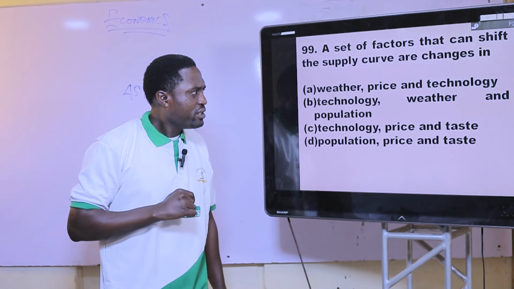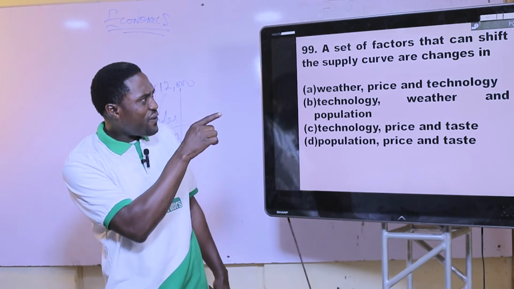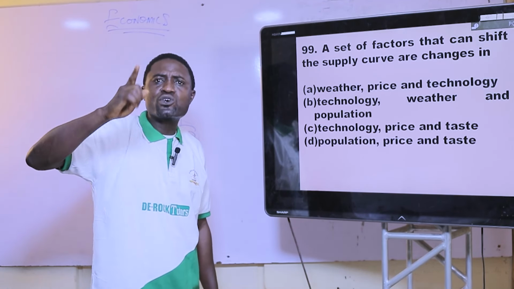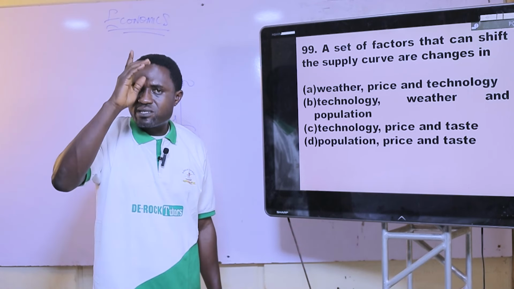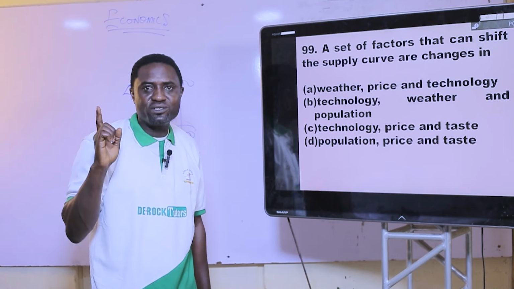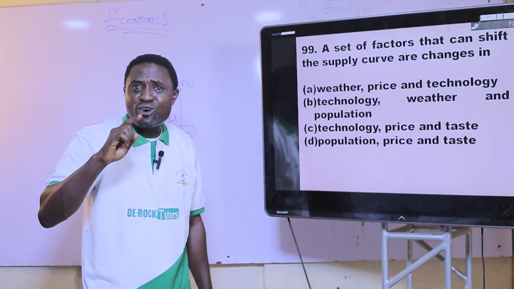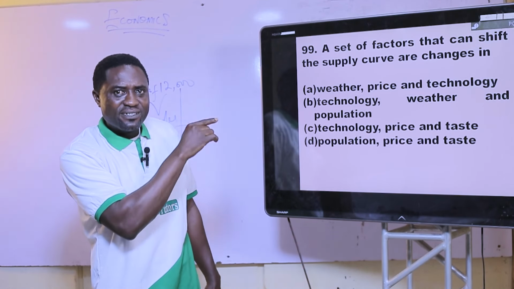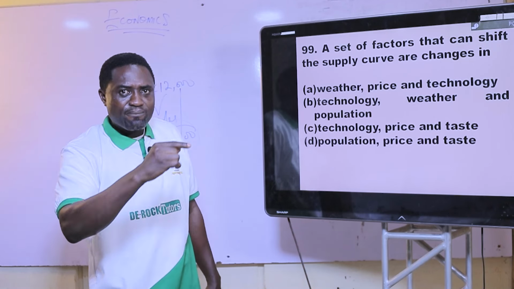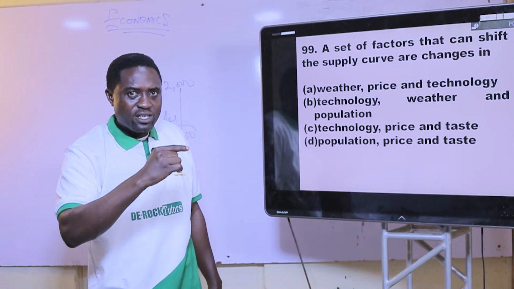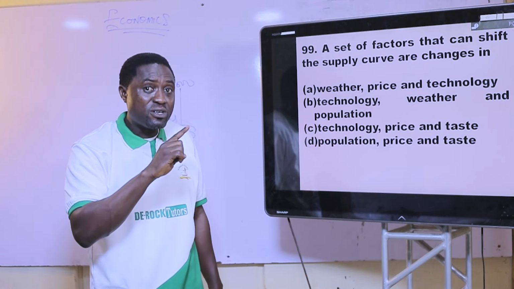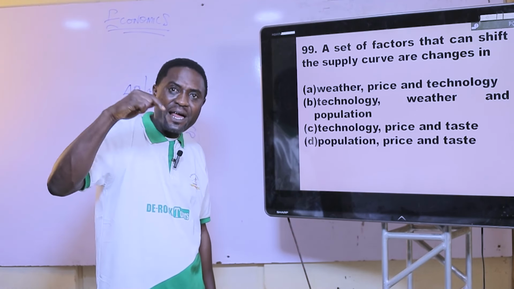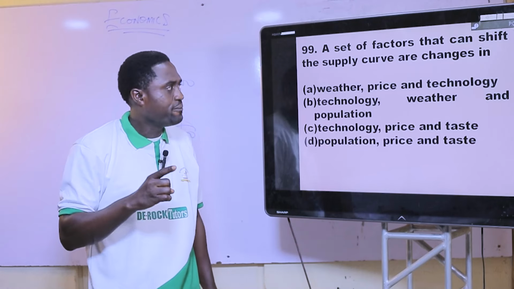Are you getting me? Now, looking at this, a set of factors that can shift the supply curve are changes in what? Any option where you see price, it is zero. It cannot be the correct option, because price cannot cause the supply curve to shift. It can only cause a movement along the supply curve, either to the right or to the left. Other factors apart from the price will make the supply curve shift. Please note this very well.